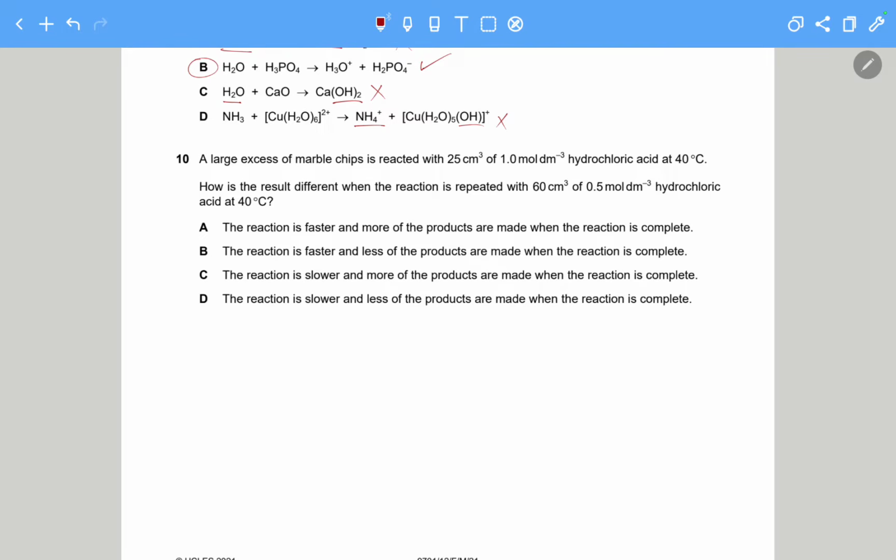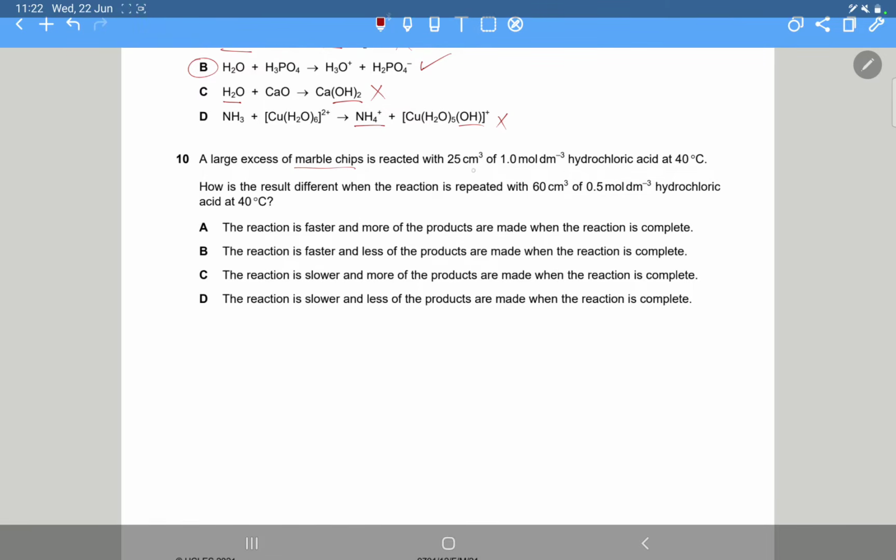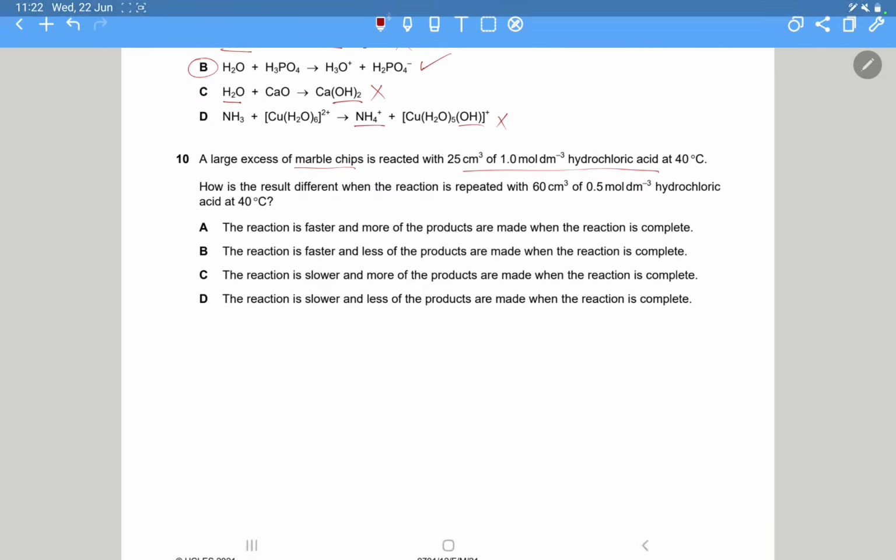A large excess of marble chips is reacted with 25 cm3 of 1.0 mol per dm3 hydrochloric acid at 40 degrees Celsius. Again, before we delve into the question, marble chips, calcium carbonate, hydrochloric acid, so we know what's happening here.